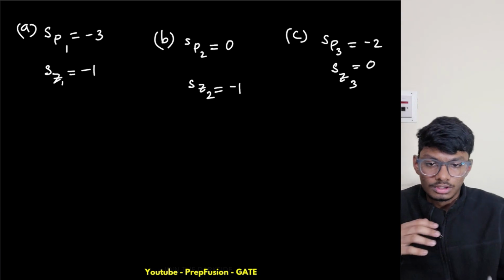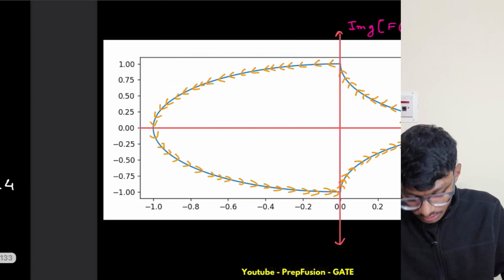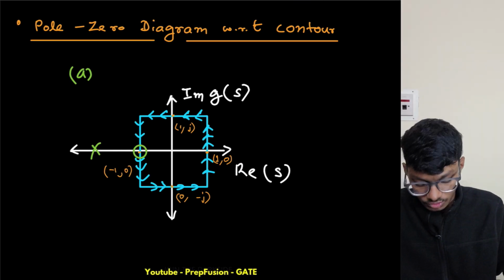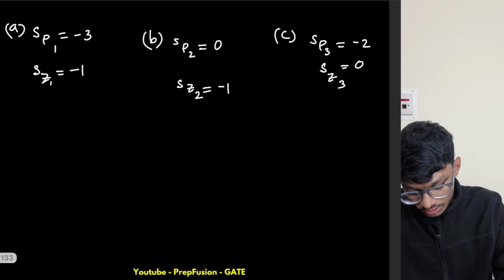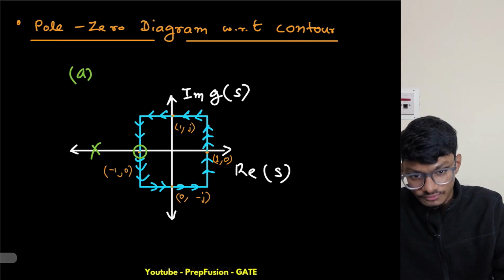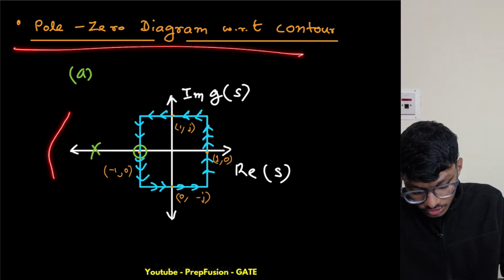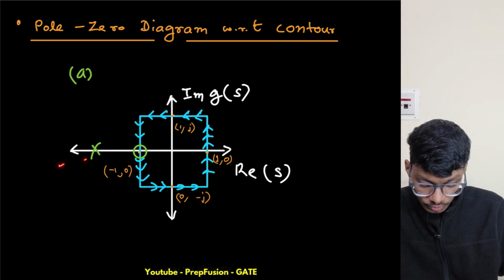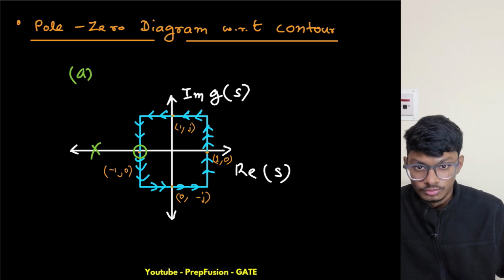Okay, so now what conclusion can we get from this? Let me copy the contour and draw the pole-zero diagram. I have already drawn all this. In the first case, I am drawing the pole-zero diagram with the contour to see whether the poles and zeros are inside the contour, outside the contour, or lie on the contour itself.